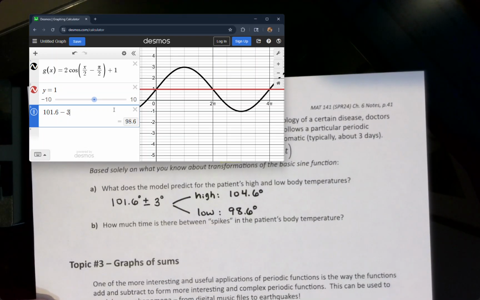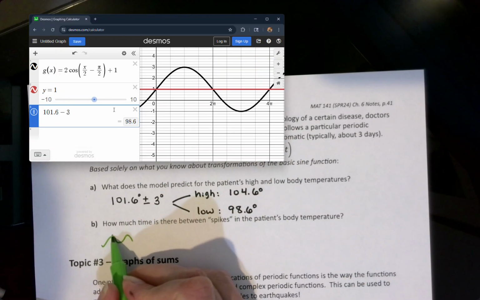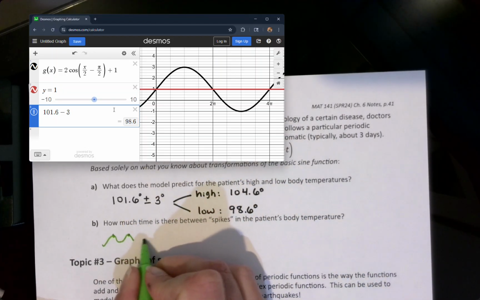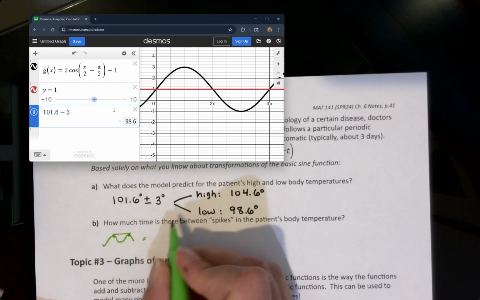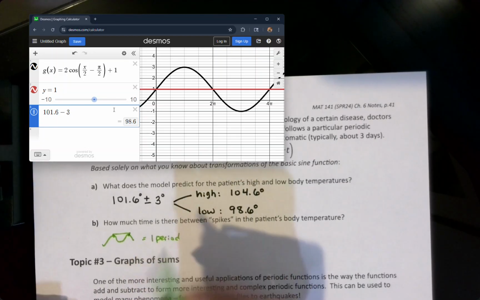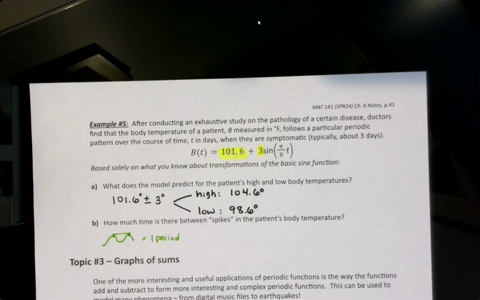How much time is there between spikes in a patient's body temperature? So the time in between spikes, if we think about where a spike is, that's going to be a single period, right? The time in between two spikes, that's where the pattern begins to repeat. That's going to be 1 period. And I can figure out just based on this function, I don't need to see its graph, I can figure out just based on the values in the equation what the period is.